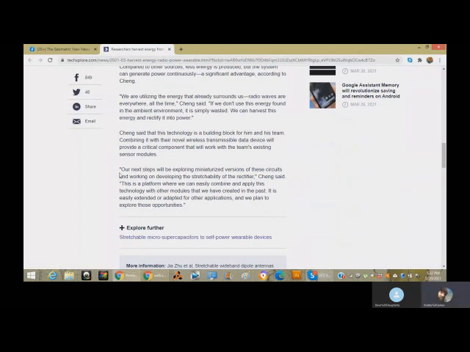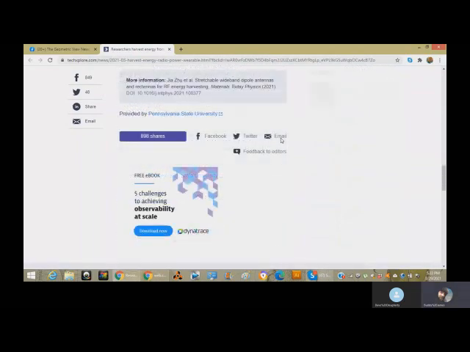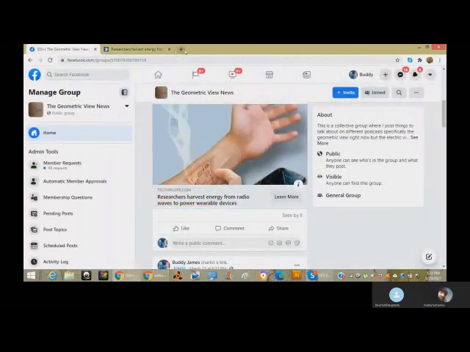Our next step will be exploring miniaturized versions of these circuits and working on developing the stretchability of the rectifier. Sheng said this is a platform where we can easily combine and apply this technology with other modules that we have created in the past. It is easily extended or adapted for other applications, and we plan to explore these options. That's awesome.